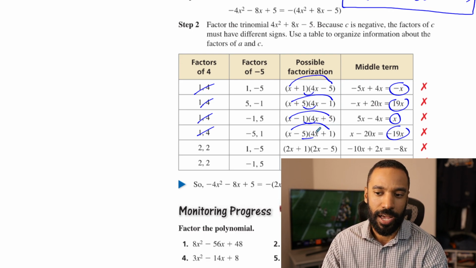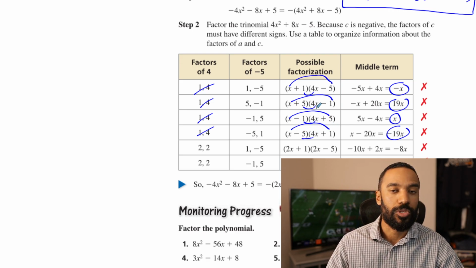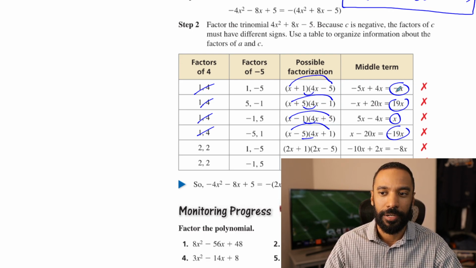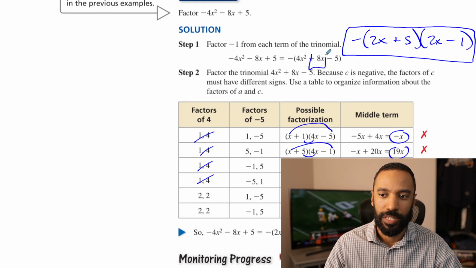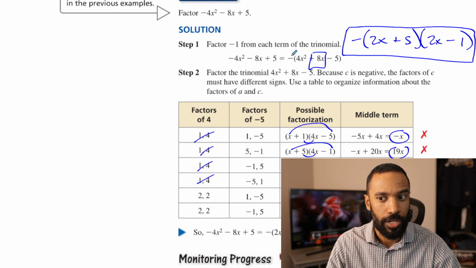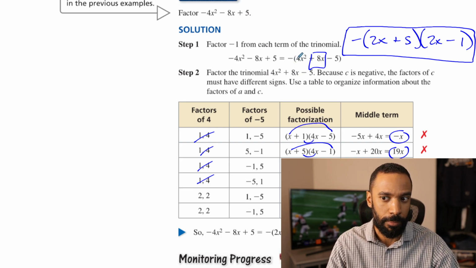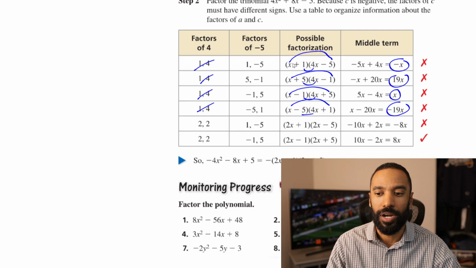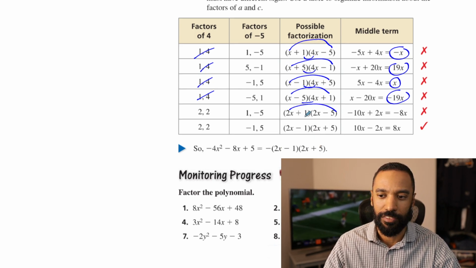Because odd times odd is odd, and even times odd is even. What happens when you do odd plus even? You get odd. You know what this number was? Even. How do you get an even? Either from an odd plus an odd, which is impossible because 4 is an even number. That means one of the factors has to be even. Or an even plus an even, just like this. Even plus even.